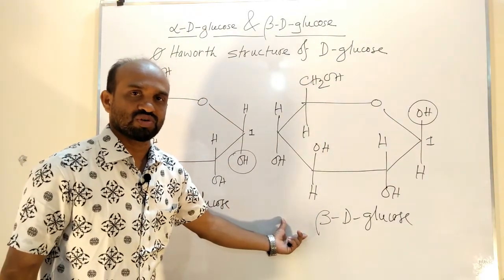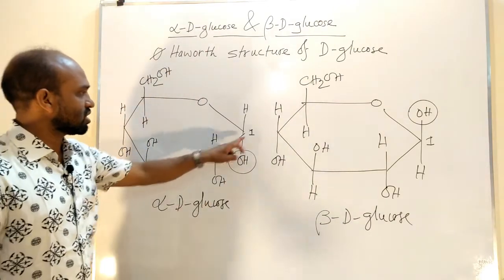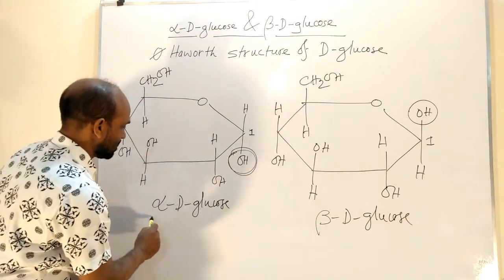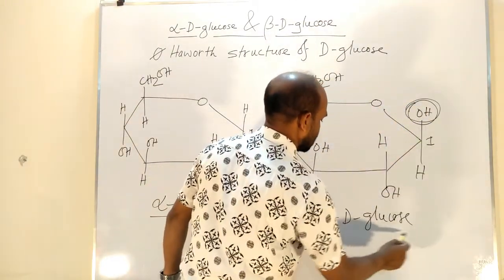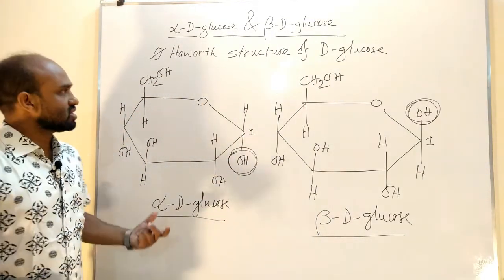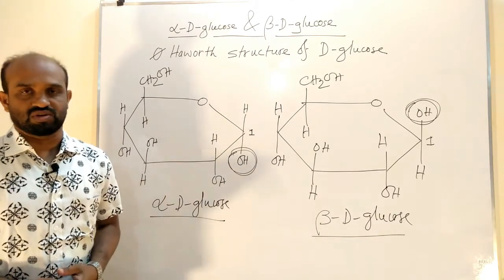So where is the difference? Difference only at carbon number 1. Hydroxyl group below the plane, then alpha D glucose, and hydroxyl group above the plane, then beta D glucose. So we got the Haworth structure of alpha D glucose and beta D glucose.